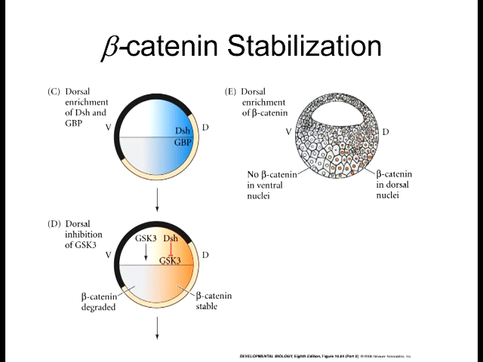GSK3 is the protein that degrades beta-catenin. So in the area where disheveled is found, you get beta-catenin surviving. You don't get degradation of beta-catenin. Over here, on the other side, where there is no disheveled, beta-catenin is degraded. That creates two hemispheres, where half of the embryo has beta-catenin stabilized and the other half has no beta-catenin in it.